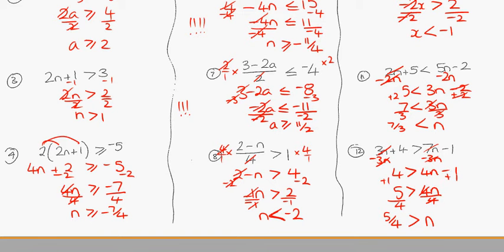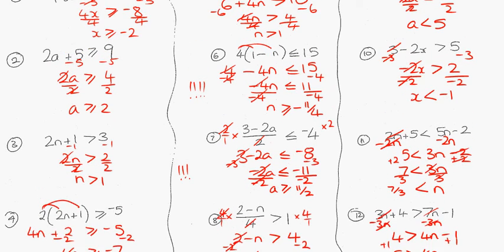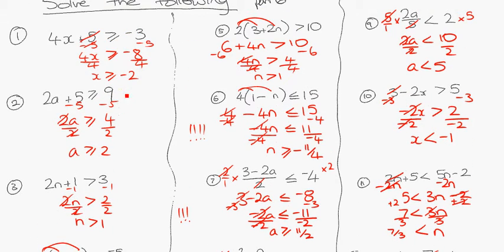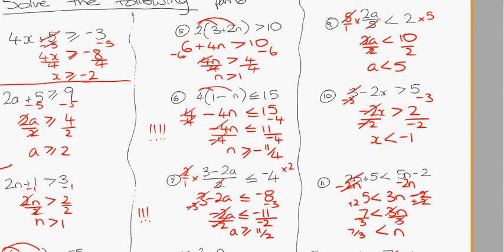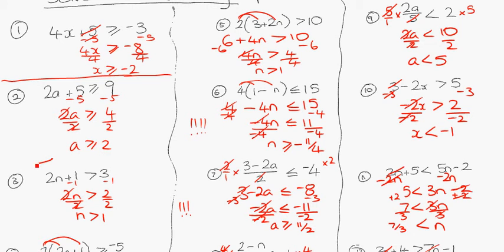Before we finish, let's just go and check that we understand what that means. If we think back to an easier one like number 2, what have I actually found? We're looking for a variable, a letter, such that when I double it, add 5, I get an answer greater than or equal to 9. And we found an answer that says a is greater than or equal to 2. So let's take a value of a greater than or equal to 2.